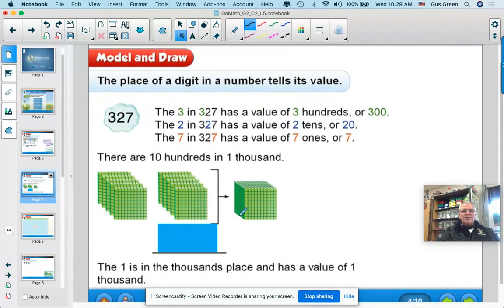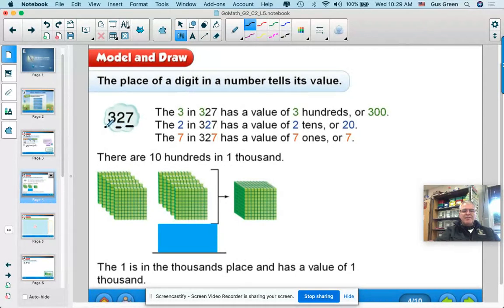Now what we're looking at is 327. And I just want to remind everybody, the 3 in 327 has a value of 300s or 300. The 2 in 327 has a value of 2 tens or 20. And the 7 in 327 has a value of 7 ones or 7. So you just have to remember that where the digit is determines its value. And you have to memorize this.